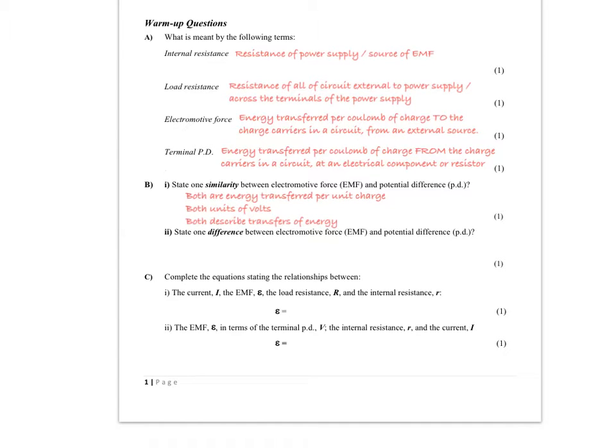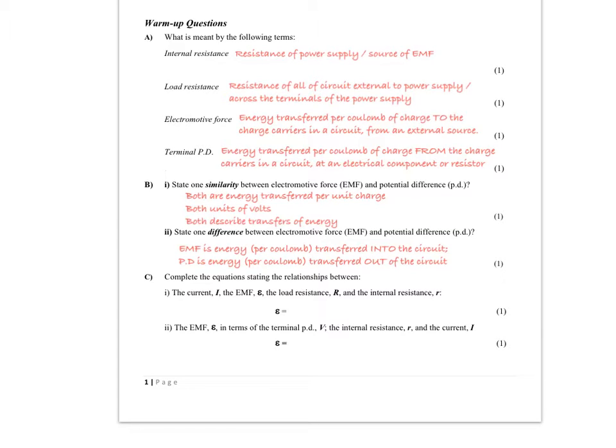EMF is from other forms to electrical. Potential difference is from electrical to other forms. And so that's really the difference. EMF is energy per coulomb transferred into the circuit to the charge carriers, whereas PD is energy per coulomb transferred out of the circuit.